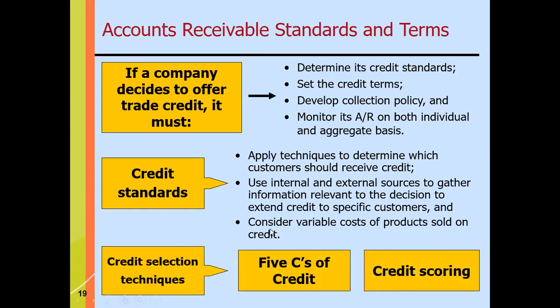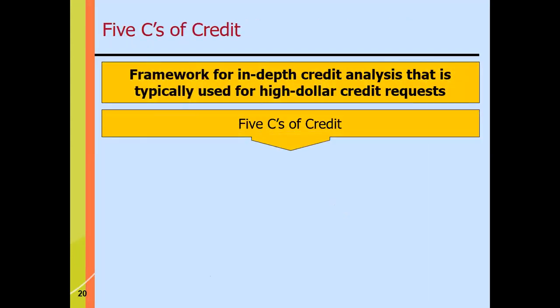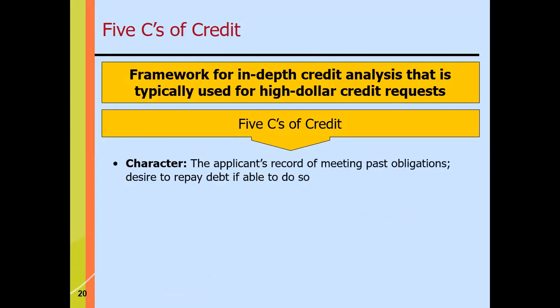Then we look into the credit selection techniques, a review of the 5 C's of credit from our discussions in other financial management subjects, especially basic finance, and credit scoring. But we are not going to do the scoring and all, because they are to be tackled in other financial management subjects or courses. Next, what are the 5 C's of credit that we'll have to look into, especially for high dollar or peso credit requests? So these are the following, the 5 C's.